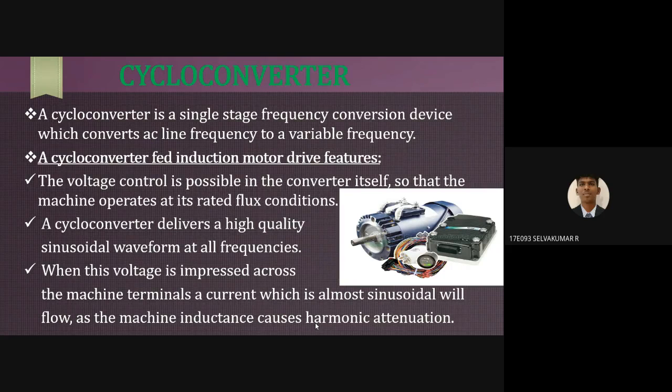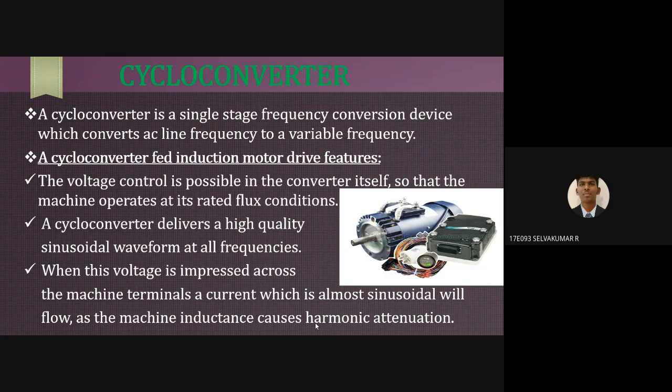The cycloconverter operates by means of line commutation, so no forced commutation is required as the necessary reactive power for commutation is provided by the line. Losses due to the forced commutation can be eliminated. A cycloconverter delivers a high quality sinusoidal waveform at all frequencies.